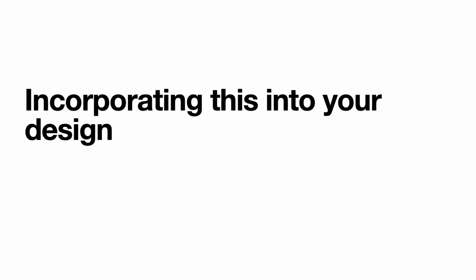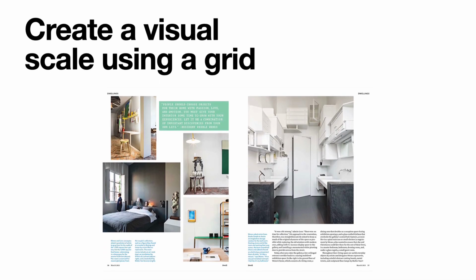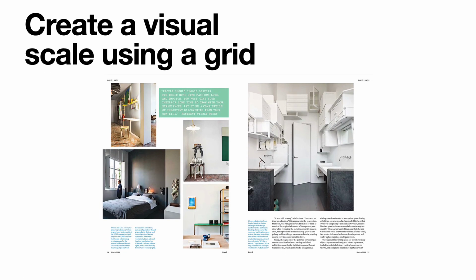So how do we incorporate this into our design? One of the things you can talk about is creating a visual scale using a grid. So this is just from a magazine called Dwellings. And if you look, everything kind of seems like it's overall structured in a way, even though there are a lot of different horizontal and vertical pictures as well as the text. And there's also some difference in color.